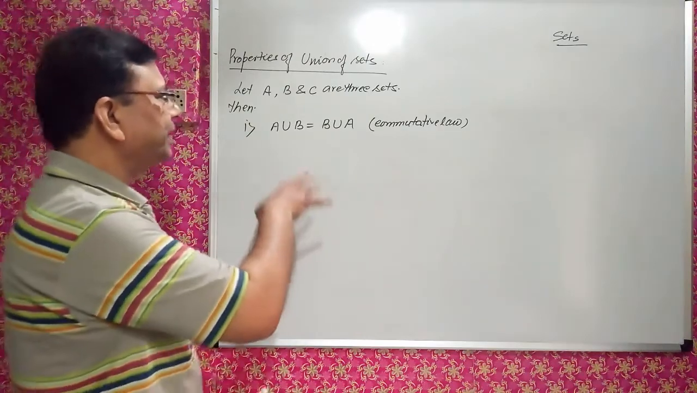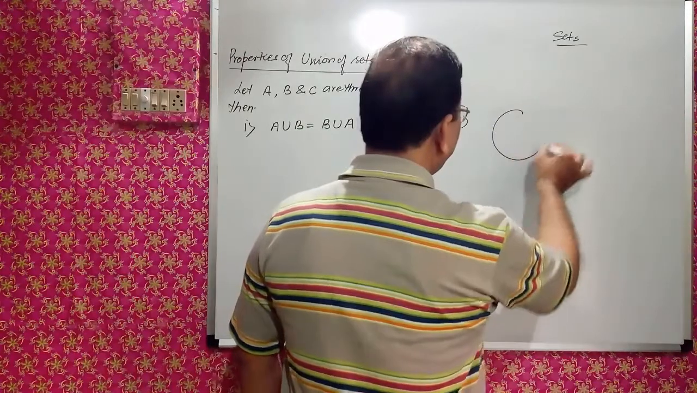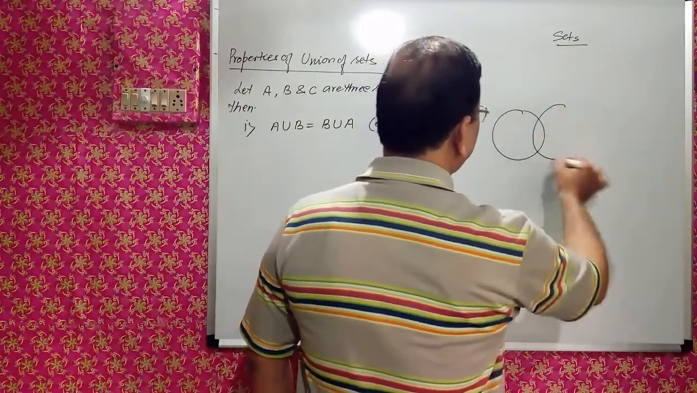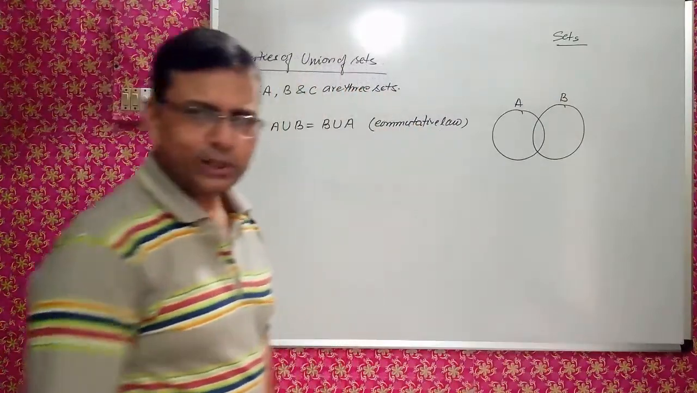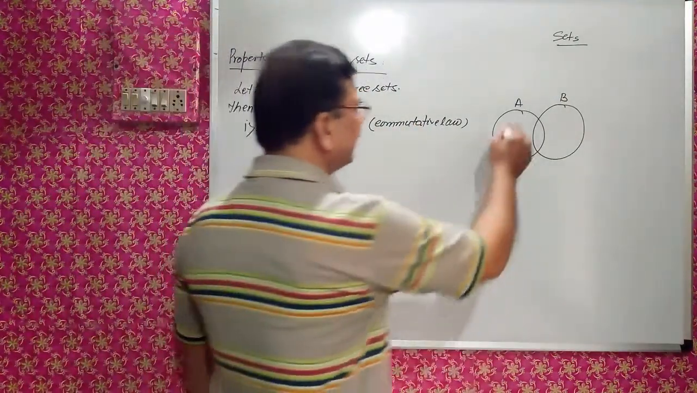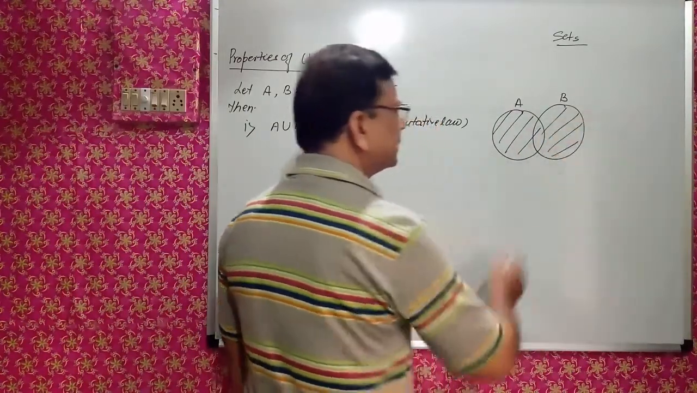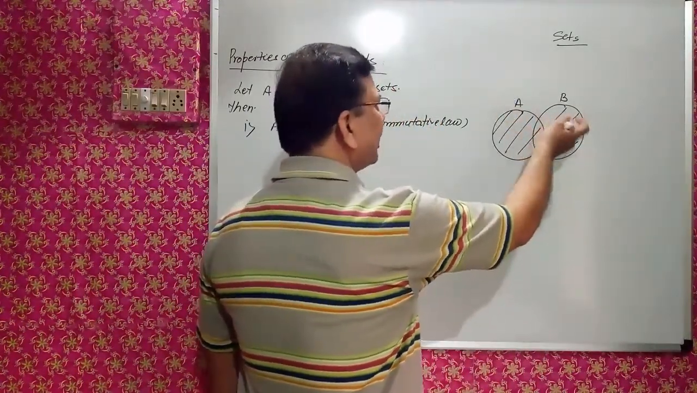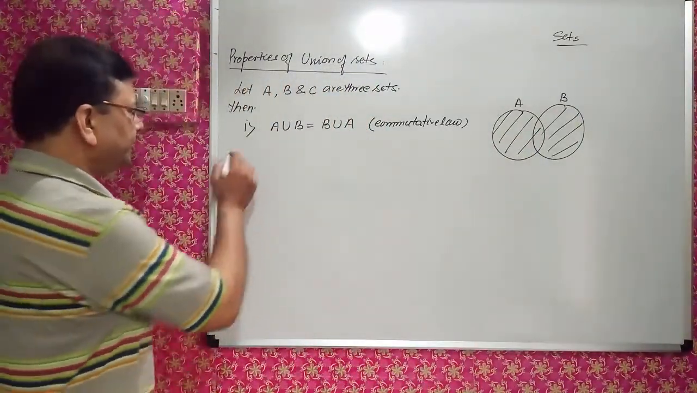Suppose two sets are there, A and B. This is A and this is B. What is the union of these two sets? It is the complete area covered by these two sets. So either A union B or B union A, the meaning is the same. So this is called the commutative law.